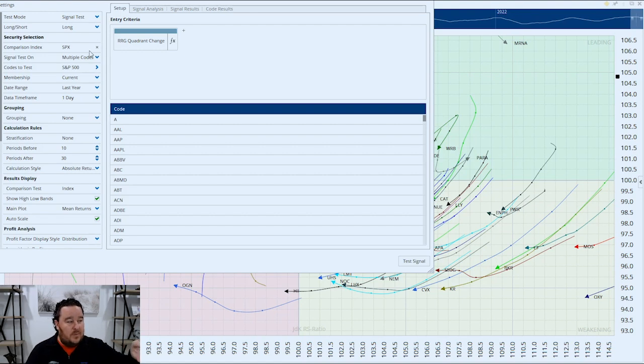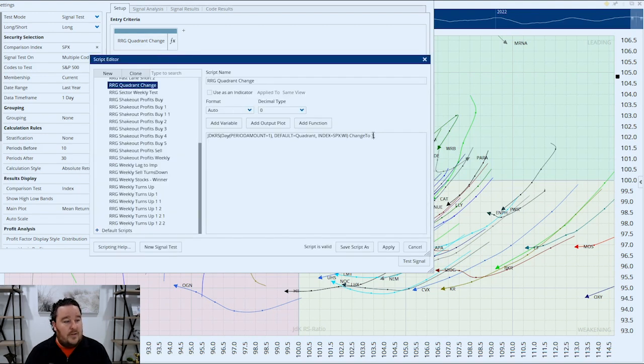And basically, we're just going to run a test. Same stocks, the S&P 500 stocks on the S&P 500, just over the last 12 months, so the past year. And we're looking at the 10 days before and 30 days after on absolute returns. Now, here's the code. The quadrants here, we're going to start with the leading quadrant, which is 0. So in Optima, the leading quadrant is 0, weakening is 1, then lagging is 2, and then improving up here would be 3. So to start, we're going to use 0.